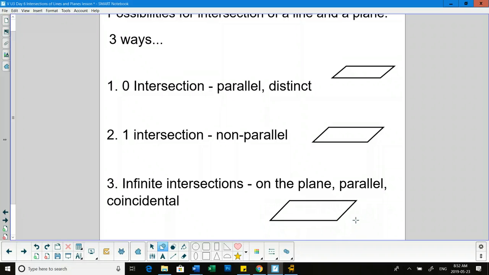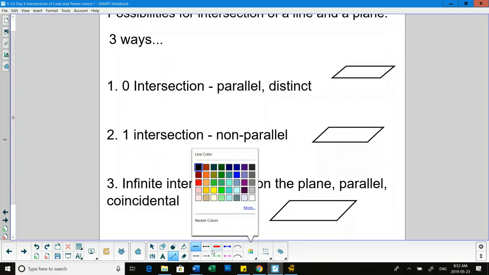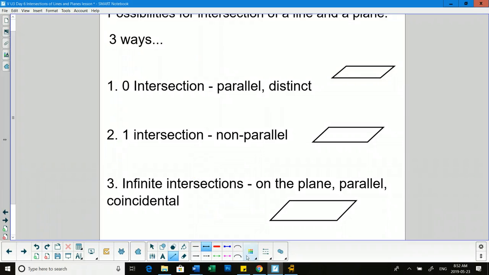Okay, so let's just say these are our 3 planes in space, and then we have our lines. I can either have a line that is parallel and distinct, so that means our line is floating above our plane and it's not going to touch our plane. I can have 1 intersection. Maybe I'll draw this one. So my line literally cuts right through my plane.